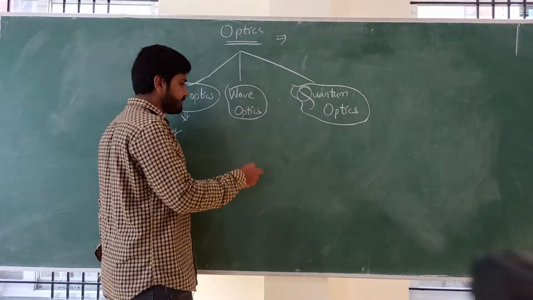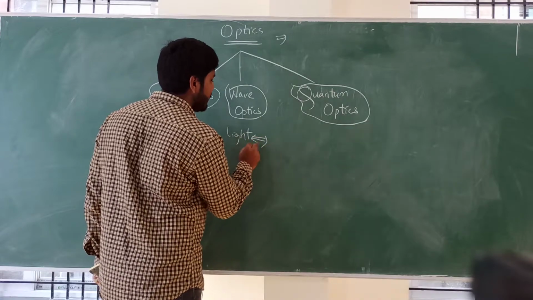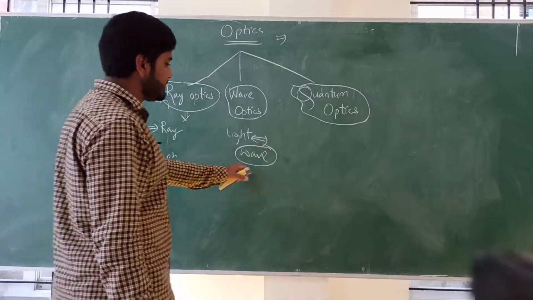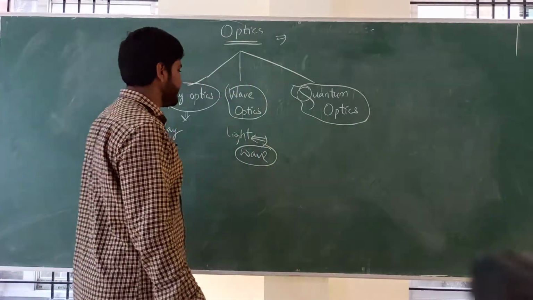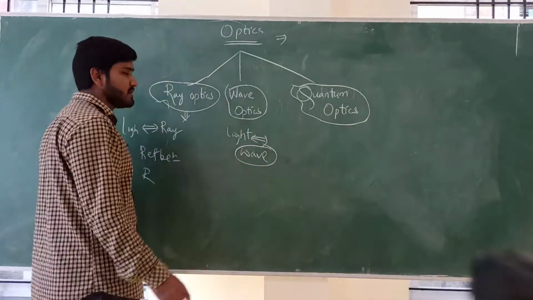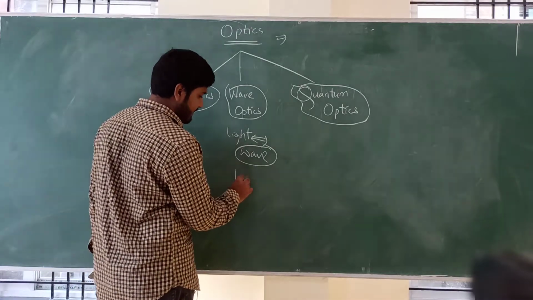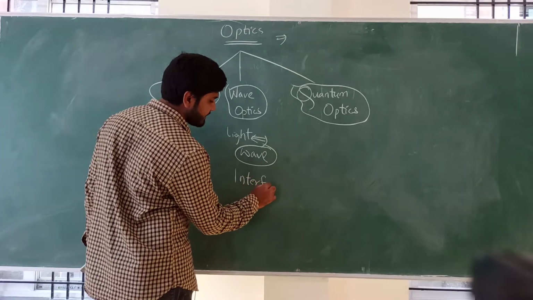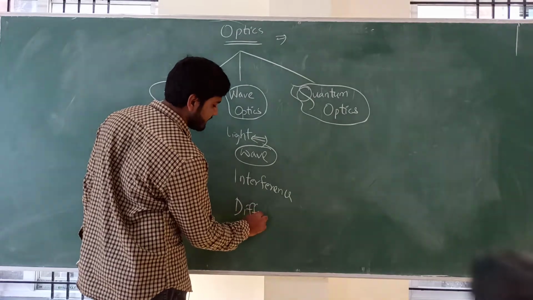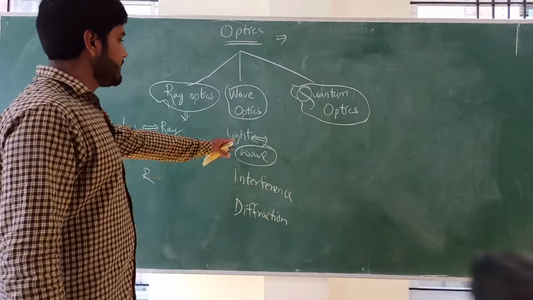Wave optics means we consider light as a wave here. If the light is a wave, there are different properties or different phenomena that we observe, that is interference and diffraction. All these things we observe, we study in wave optics.